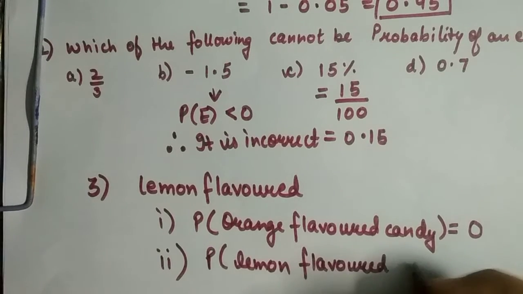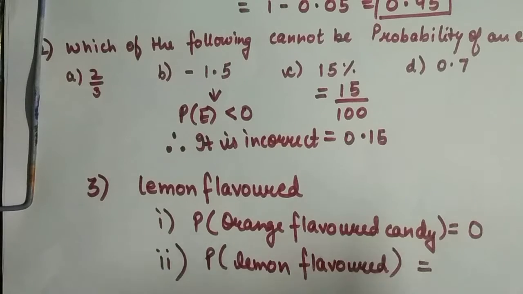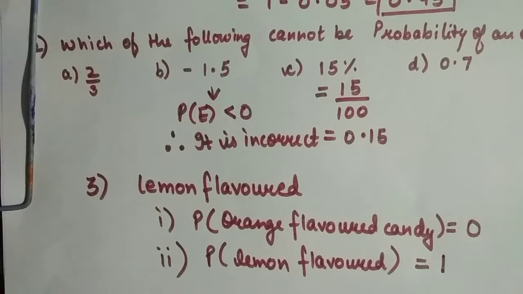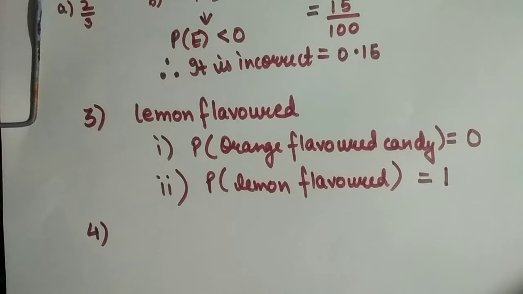Now, it is a sure event because the bag contains only lemon flavored candies. So it is a sure event, and the probability of a sure event is 1. Next question. It is given that in a group of 3 students, the probability of 2 students not having the same birthday is 0.992. So what is the probability that 2 students have the same birthday?